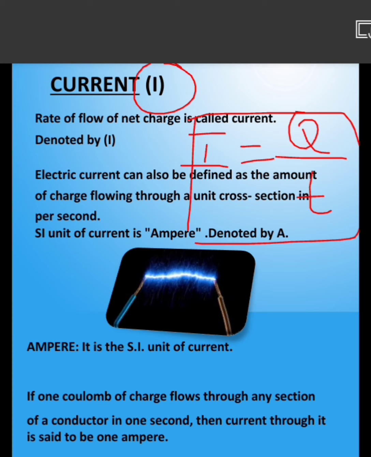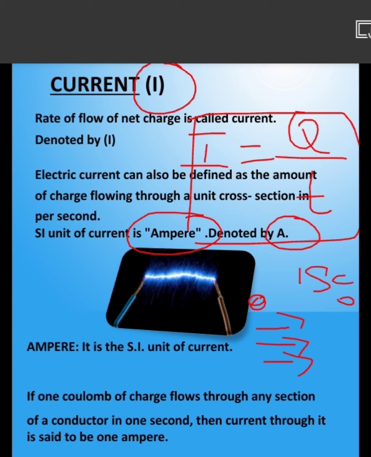The SI unit of current is the ampere, denoted with the letter A. Do you know what this ampere is? 1 ampere is the amount of charge. Suppose I have some charges here, and all these charges move from one point to another point in 1 second. In 1 second, we call it 1 ampere. 1 ampere is nothing but the flow of charge per second.